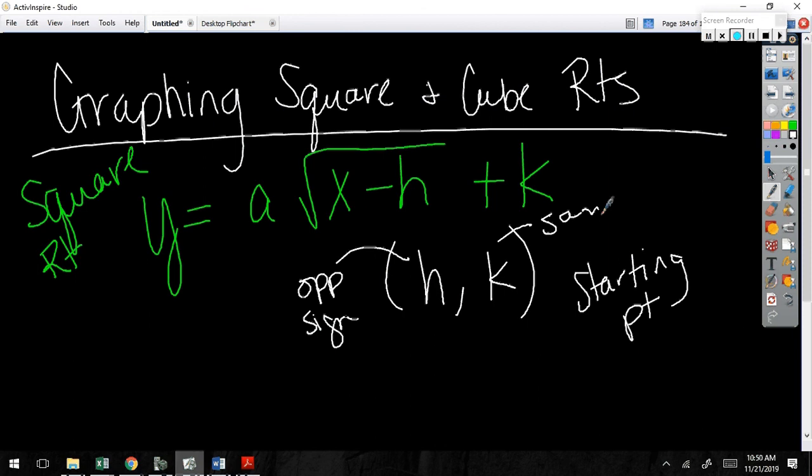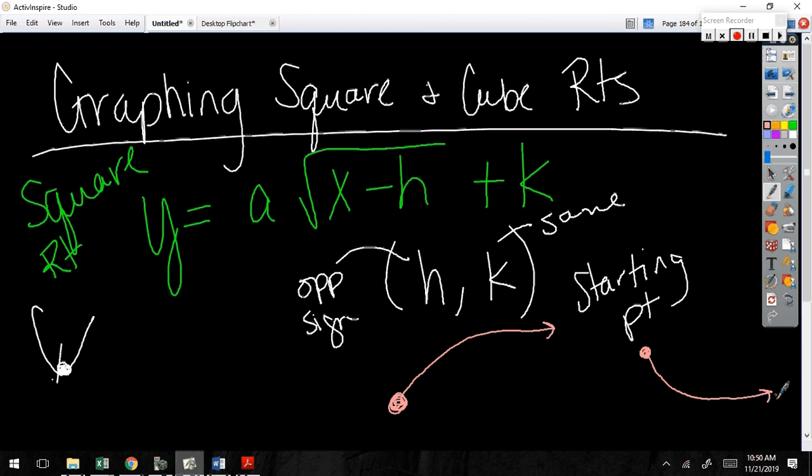Because if you think about it, we've got this parabola, and this is the vertex. When we turn it on its side, this is still this point, just on its side. So what a square root graph looks like is it starts at the vertex and then it goes off in a direction. It'll either look like this, or depending on if that A is negative, it could look like this. It's just that side wing of the parabola on its side.